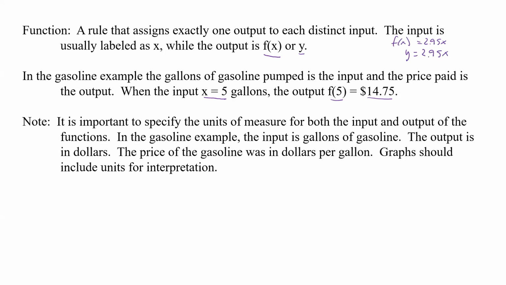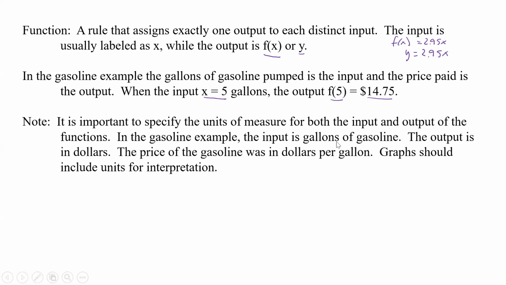Now note it's important to specify the units of measure for both the input and the output of the function. So in the gasoline example, the input is gallons of gasoline, whereas the output is going to be in dollars. Now the price of gasoline was in dollars per gallon, so that's kind of a key thing too. And our graphs should include units for interpretation.